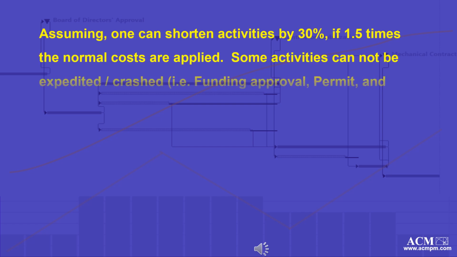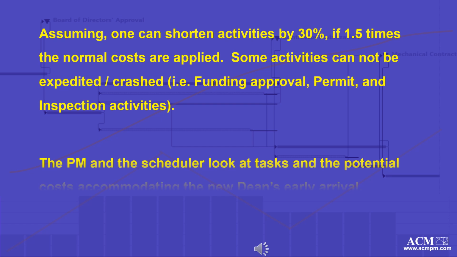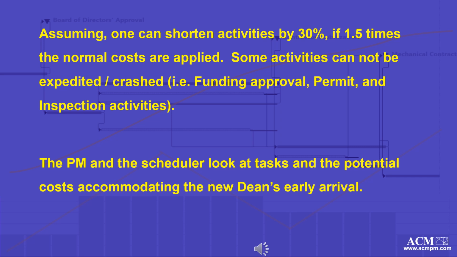Schedule crashing. Spend more money by approving resource overtime or adding additional resources on tasks, thus spending more money than originally planned. Assuming one can shorten activities by 30% if 1.5 times the normal costs are applied. Some activities cannot be expedited or crashed, such as funding approval, permit, and inspection activities. In our example, the project manager and the scheduler look at tasks and the potential of costs accommodating a new dean's arrival.